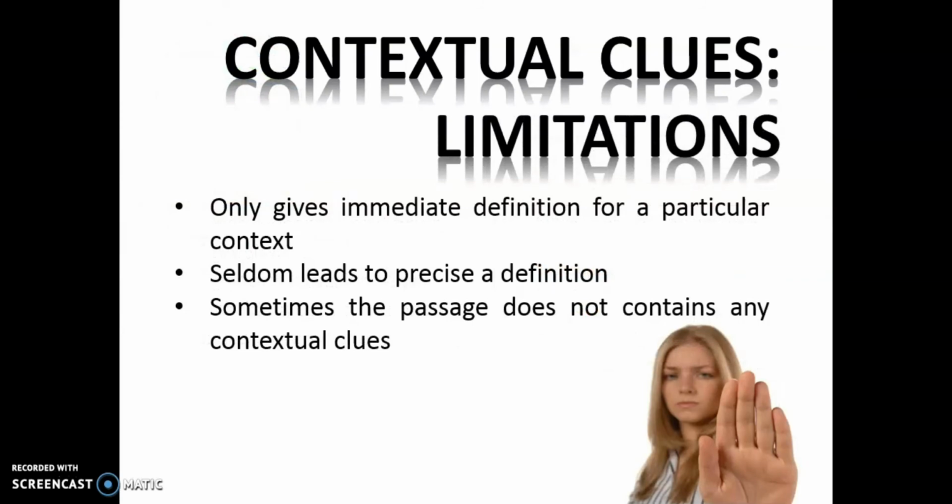Alright, class. Even though you can always guess the meaning of unfamiliar words based from its context, how it is utilized in a sentence, somehow there are limitations that you need to take into consideration. Contextual clues only give you an immediate definition for a particular context. Because you're guessing, it seldom leads to a precise definition. Hence, you need to double check its actual meaning in your dictionary. At times, maybe if you are unlucky, the passage does not contain any contextual clues at all that can help you to guess the meaning of those unfamiliar words.